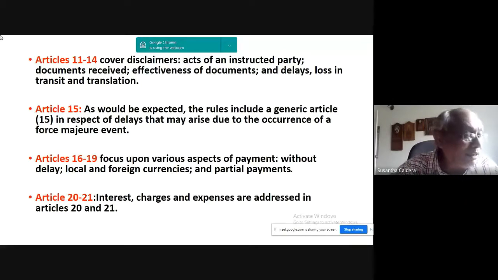Then Article 20 is the interest, and Article 21 is charges and expenses. But both are very much similar. The interest, if the collection instruction specified that interest is to be collected, make it very important. Article 20 and 21. Article 20 is a very popular article for questions, right? Article 20.